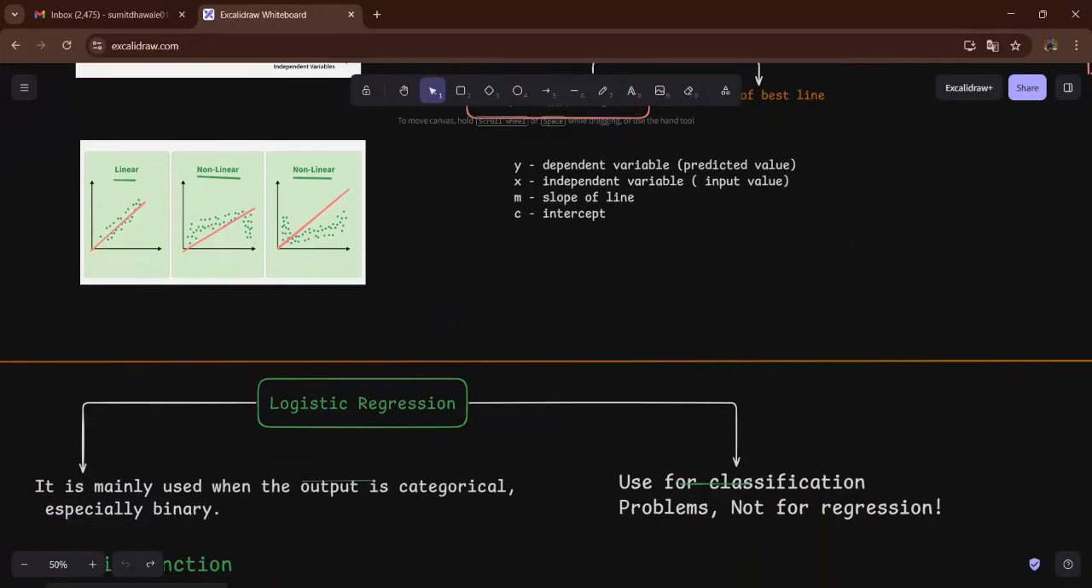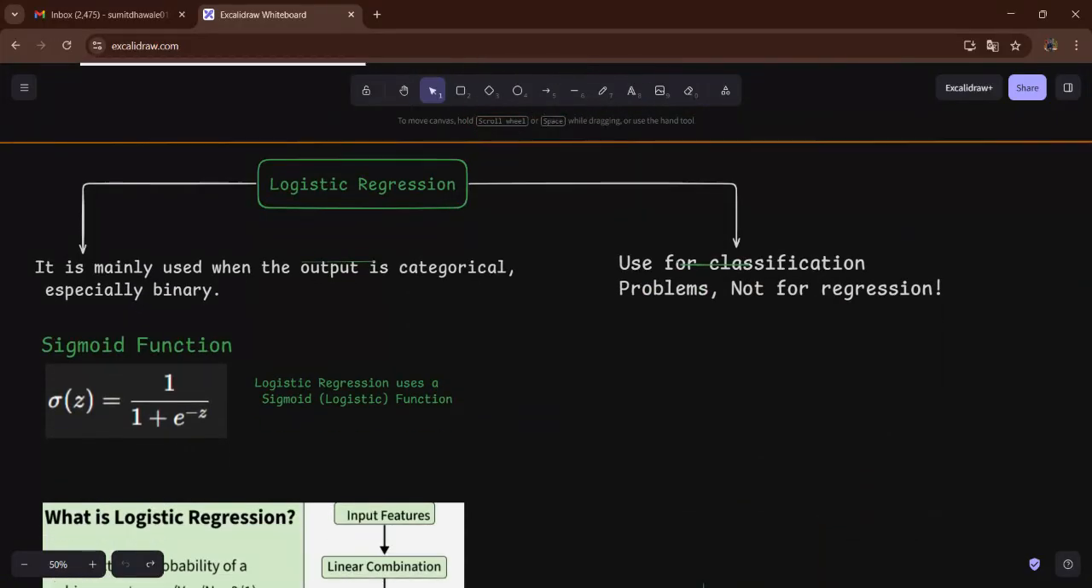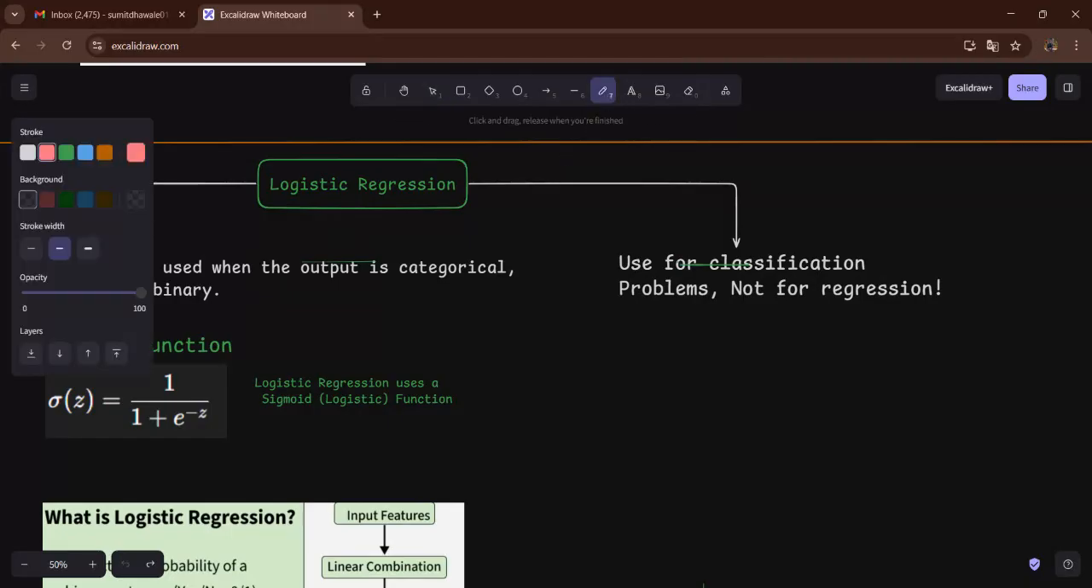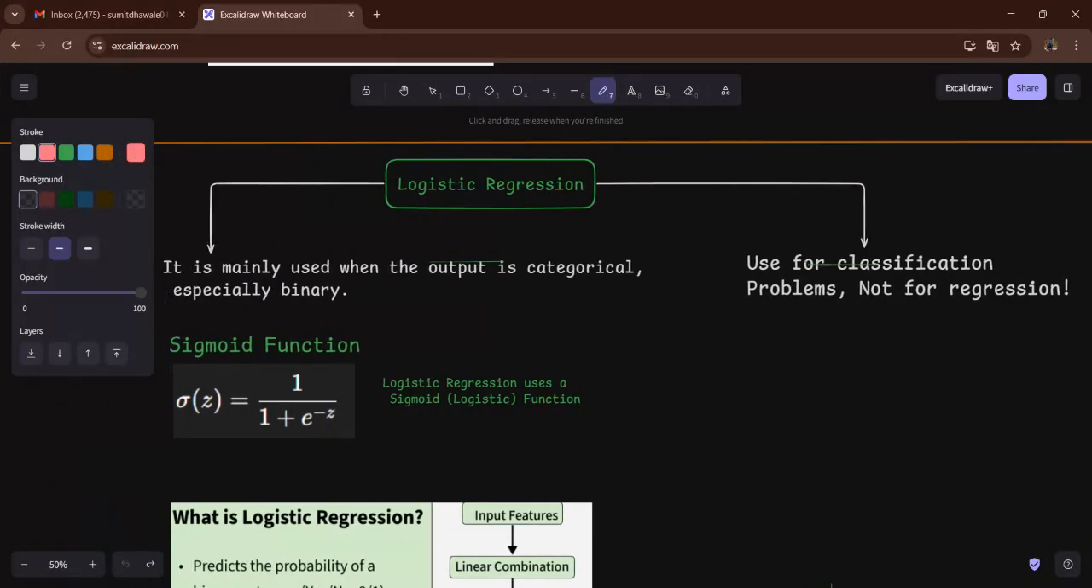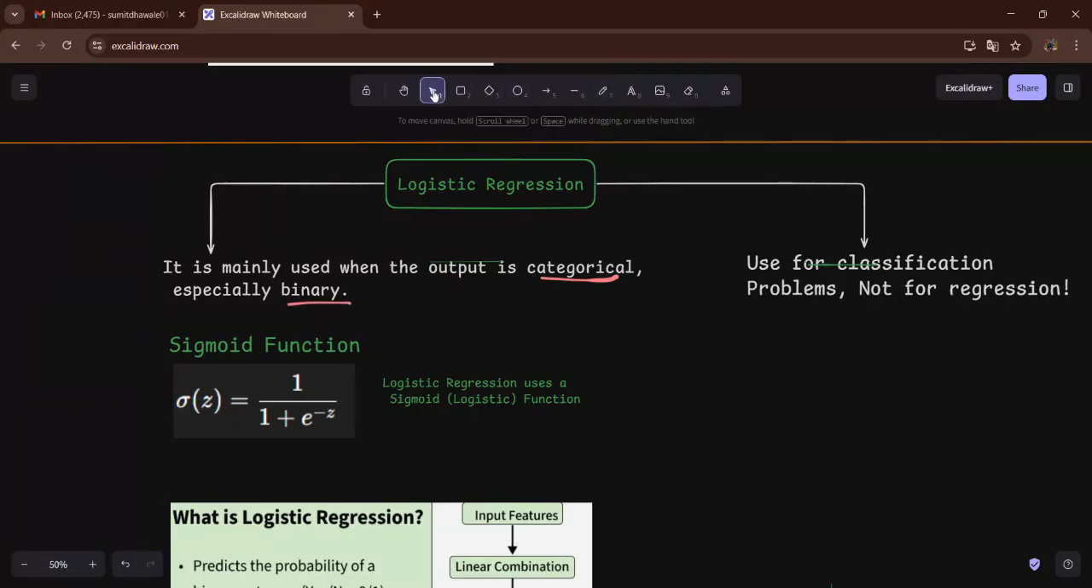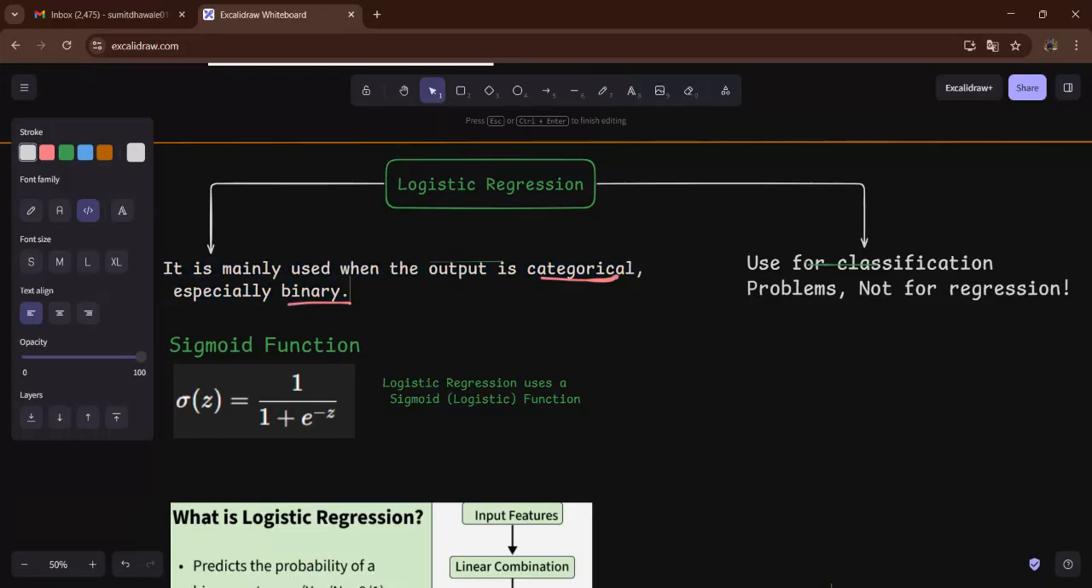So now it's time to go to the next algorithm, which is also a supervised machine learning algorithm, which is logistic regression. So what is logistic regression? It is mainly used when the output is categorical, especially binary. What does binary mean? Binary means the outputs are in the form of 0 or 1, true or false.